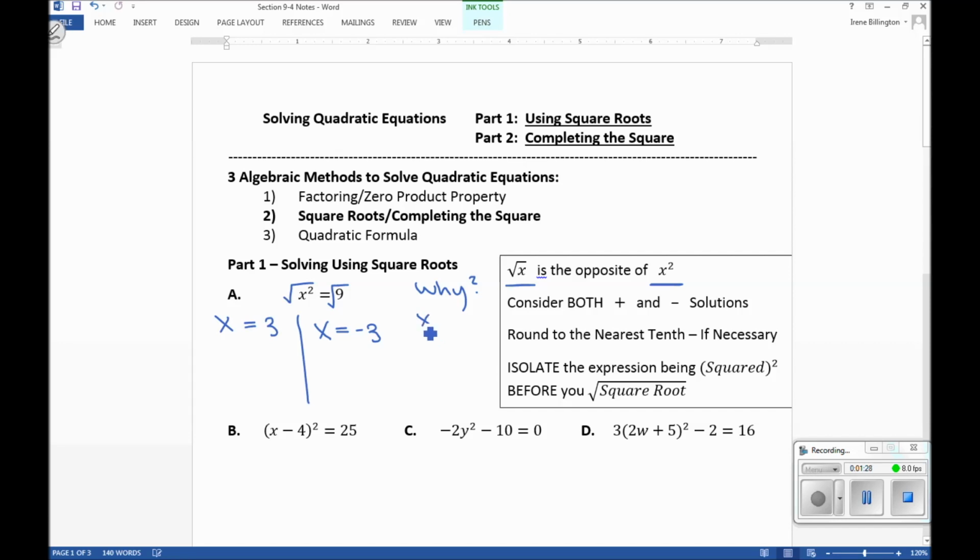We said that x squared was equal to 9. If x is 3, that means that 3 squared is equal to 9. That is true. If x is negative 3, that means that negative 3 squared is equal to 9. That is also true.